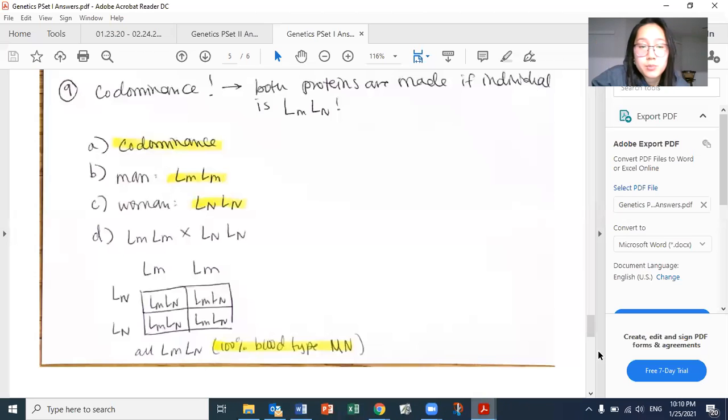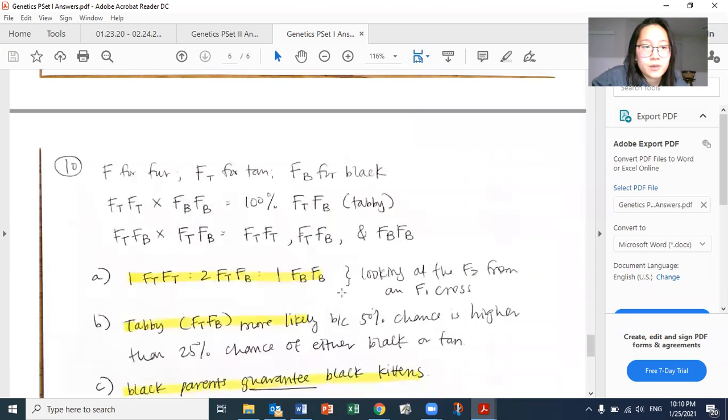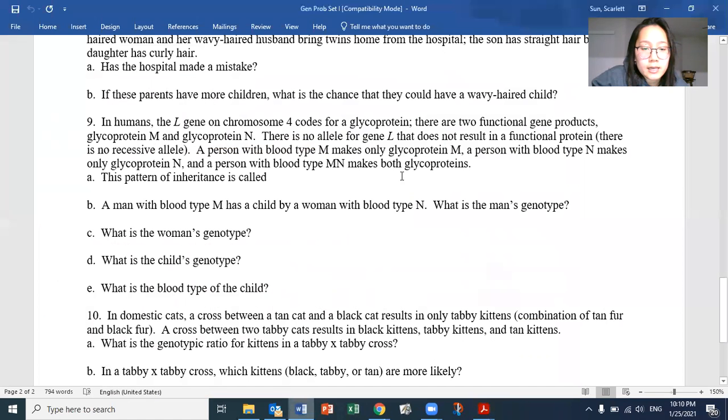Well, here you have to produce a Punnett square, okay? So you're going to do the cross between the man and the woman's genotypes, and you're going to realize that all of them are LM LN, which means 100% blood type MN, okay? And that would be your answer to the blood type of the child, right? The child, when they're born, can only be blood type MN. If there's anything else showing, they would be cheating, okay?